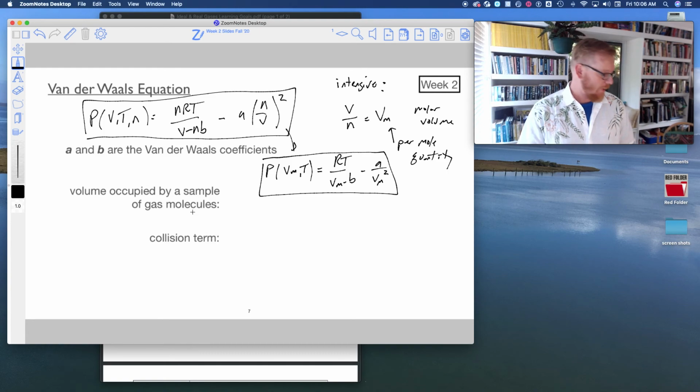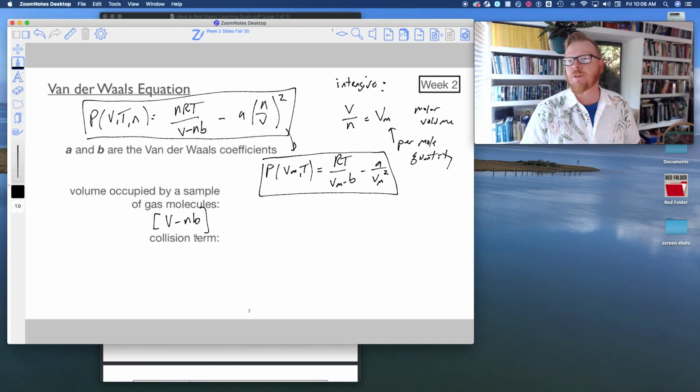So the volume occupied by a sample of gas molecules has to be V minus nb because we have to account for the volume of the molecules themselves, okay? And so this term gets subtracted out because we really do want to account for not only the volume that the molecules occupy, but the space between them. Okay, and we don't want to double count that space. And then, of course, the collisional term is this a n squared over V squared.